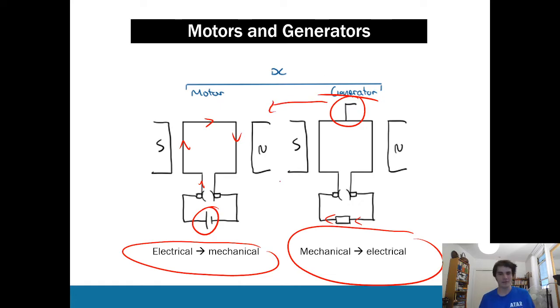The way generators generate an EMF is that the motion of the conductor in the magnetic field generates a back EMF, and that exact same back EMF shows up in a motor as well. It's what we call back EMF. As your motor gets faster and faster, it increases to oppose the supply current, and that's what ultimately places some kind of limit on how fast your motor is able to travel.